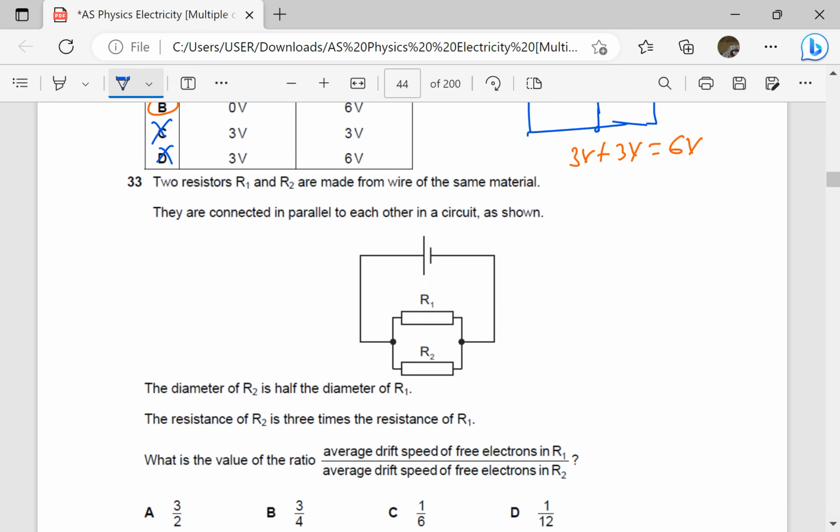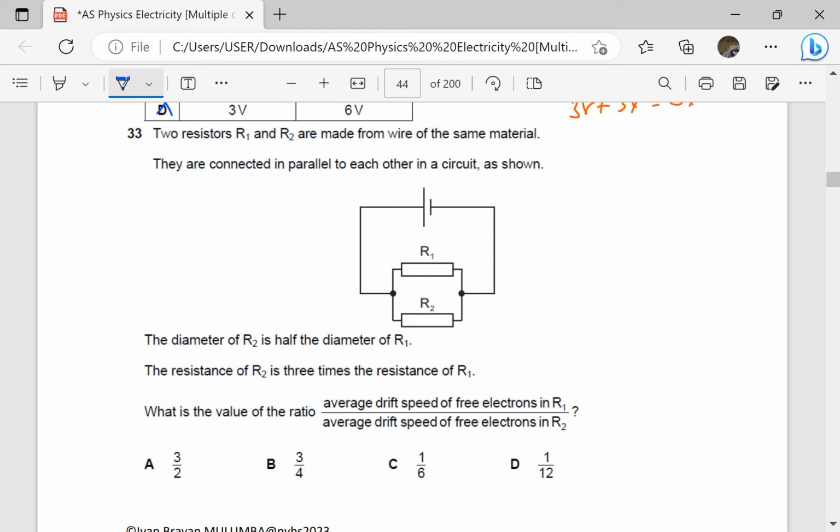Two resistors R1 and R2 are made from wire of the same material. They are connected in parallel to each other in a circuit as shown here. The diameter of R2 is half the diameter of R1. The resistance of R2 is 3 times the resistance of R1. What is the value of the ratio of average drift speed of R1 over average drift speed of R2?